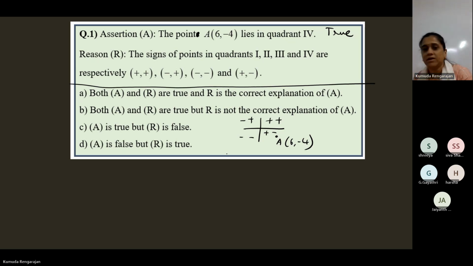Yes or no? The point A (6, -4) lies in the fourth quadrant. It's true. The statement is true. But how do you make out that? Because it's plus, minus. So it lies in the fourth quadrant.